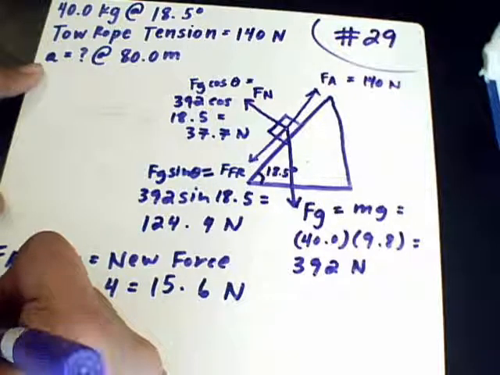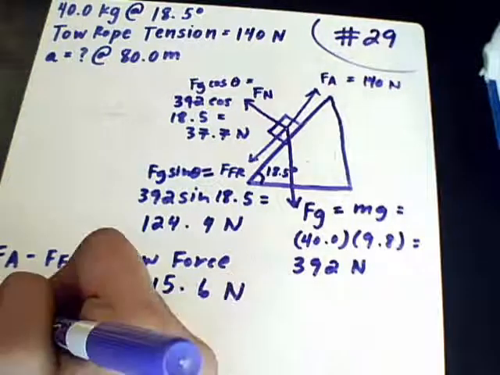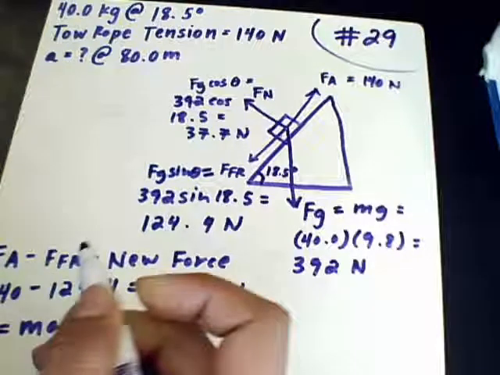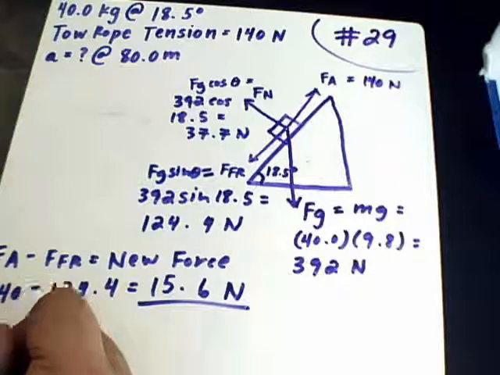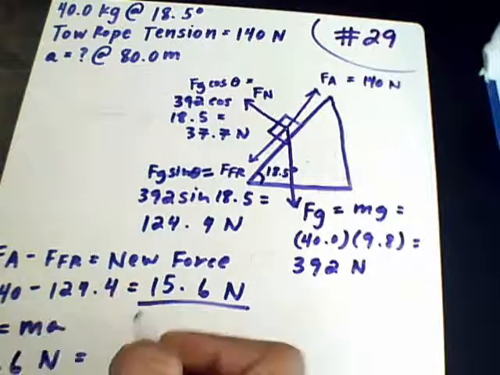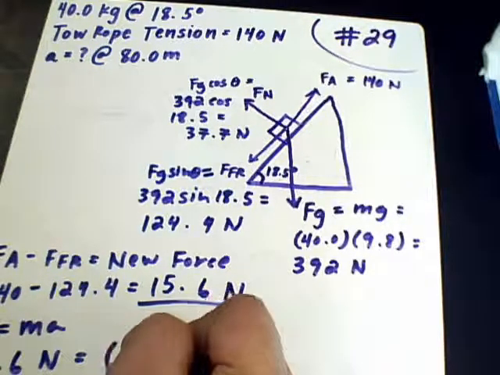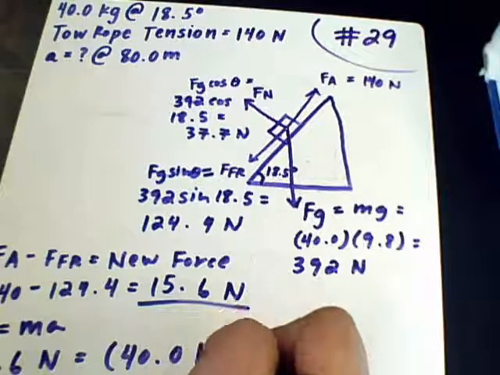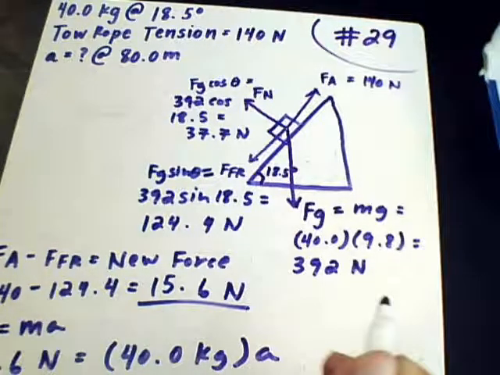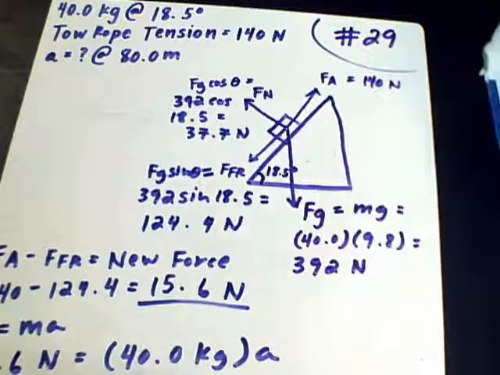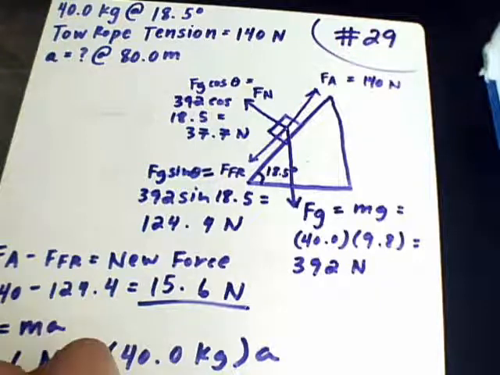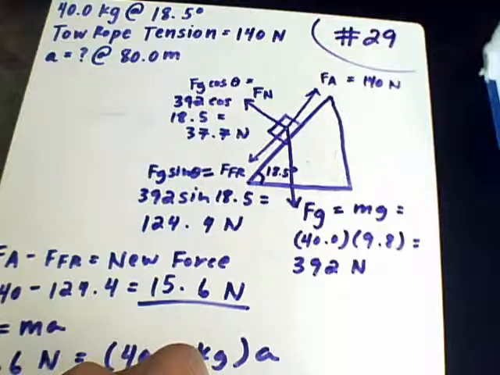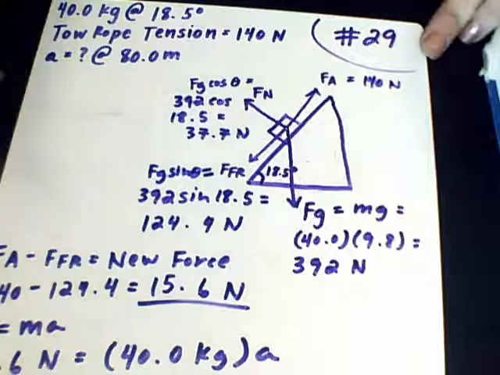Now that we have our new force, we can use it to find our acceleration. And we're going to use our original equation, F is equal to ma. Our new force, 15.6 newtons, is equal to the mass of 40 kilograms times acceleration. To find acceleration, just divide 15.6 by 40.0. And our new acceleration is 0.39 meters per second squared.